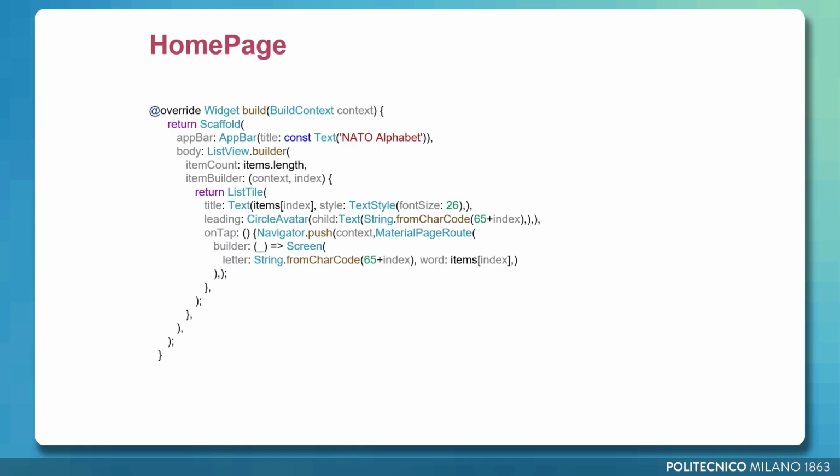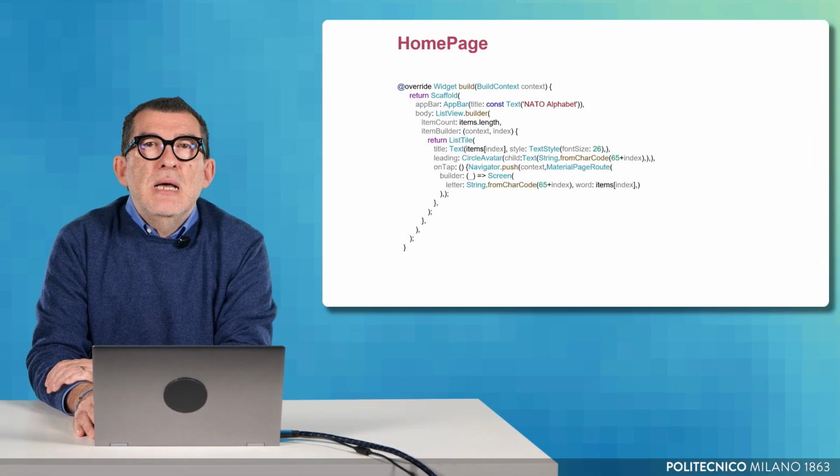Once again, we use Navigator.push for the same reason as before. We want to pass arguments dynamically. We create a MaterialPageRoute whose builder returns the target screen. This screen receives two parameters, the letter, obtained by converting 65 plus index into a string, and the word, which is simply the element at position index in our list. This completes the connection between our data structure and the user interface. The list provides the data, the ListView.builder renders it dynamically, and the navigation allows us to move to a detail screen when an item is selected.